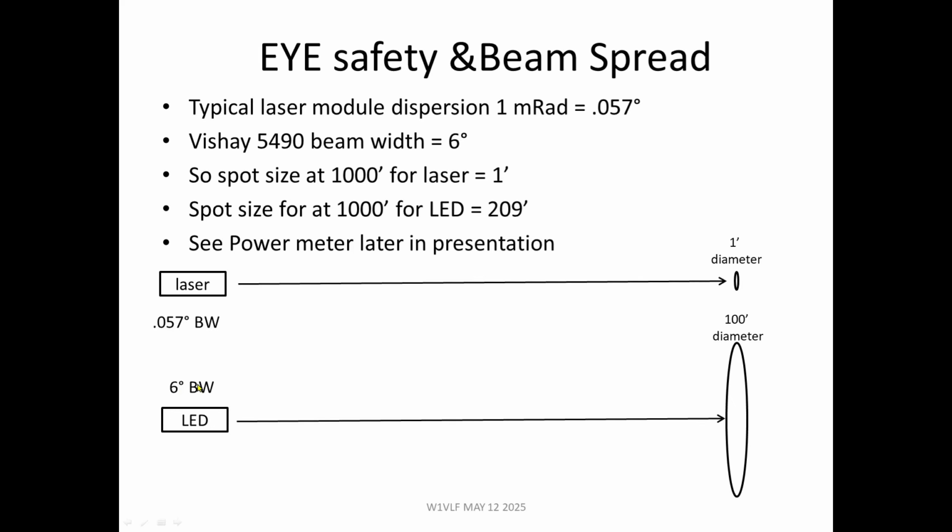Whereas the 6 degree beam width of the LED array, that amount of power is scattered into a 100-foot diameter. So the power density is relatively low here at 100 feet. That's one reason why I don't use lasers: they're dangerous up close. We don't blink at 940 nanometers.